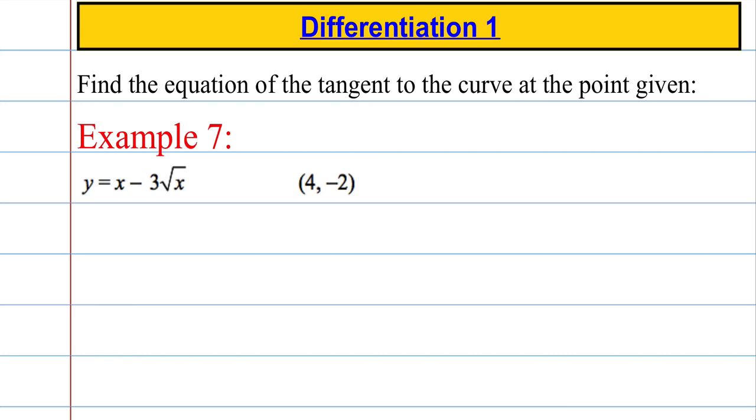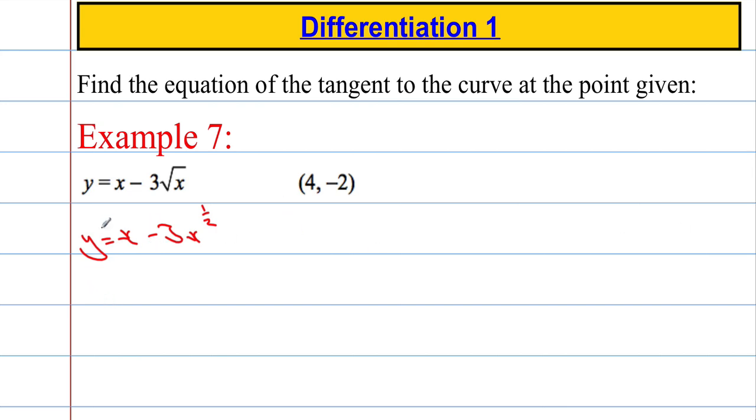Now you may want to pause the video and try this. Okie doke. So I need to find the equation of the tangent to the curve at the point given. This time we've got a square root. Now calculus or differentiation doesn't tend to handle this type of square root particularly well, so I'm going to write it in index form. Make life a little bit easier. And this is going to be 3x to the power of a half. It is very important that you remember your laws of indices for this.